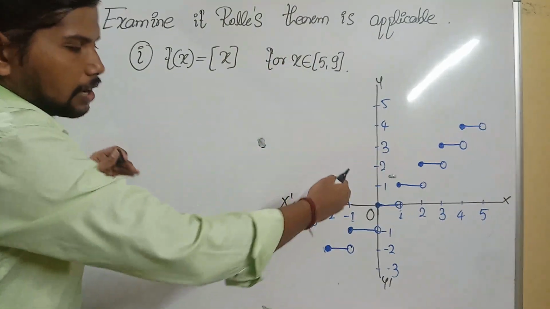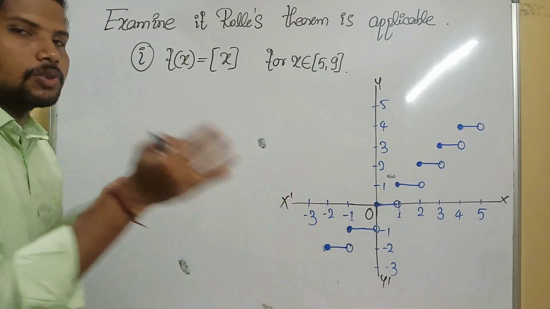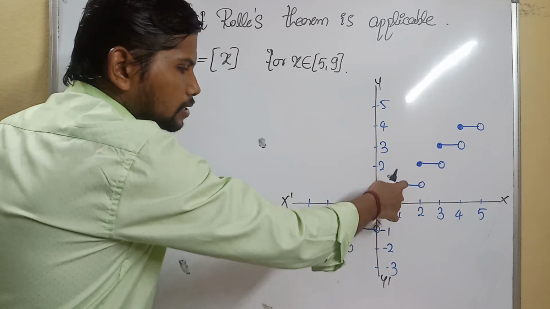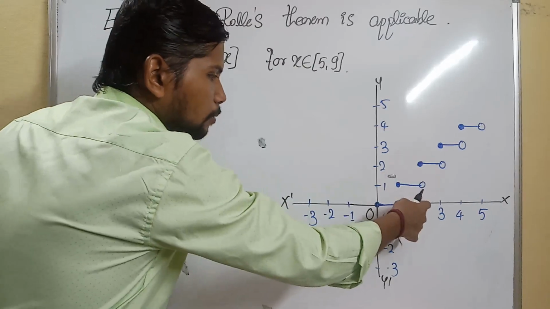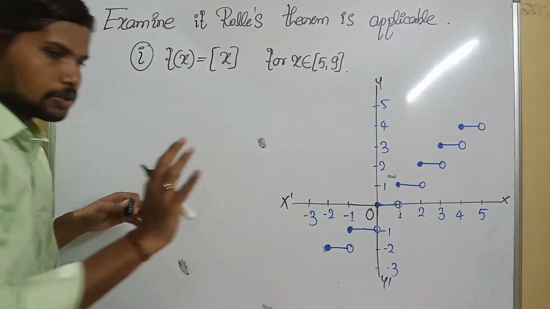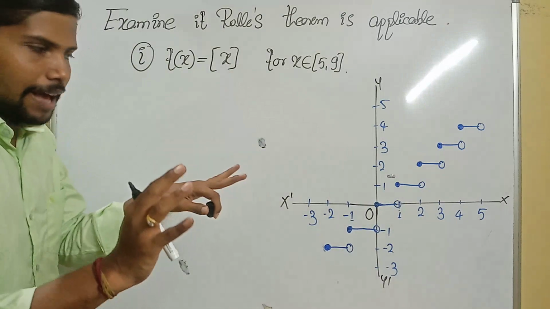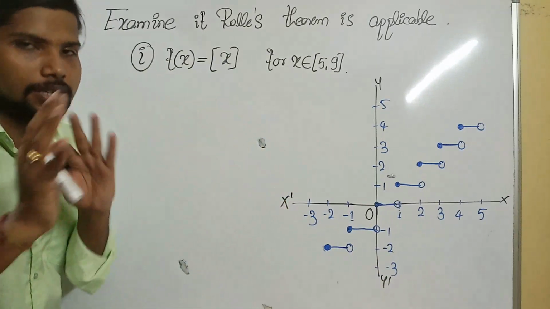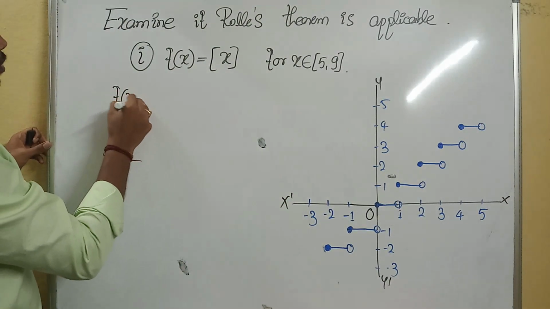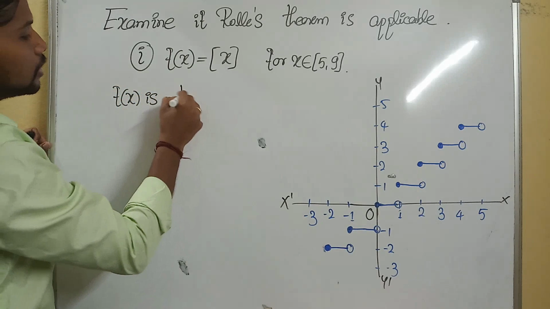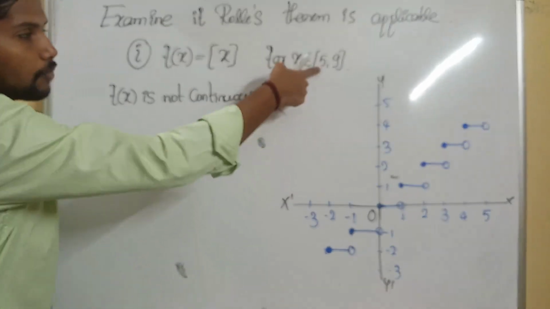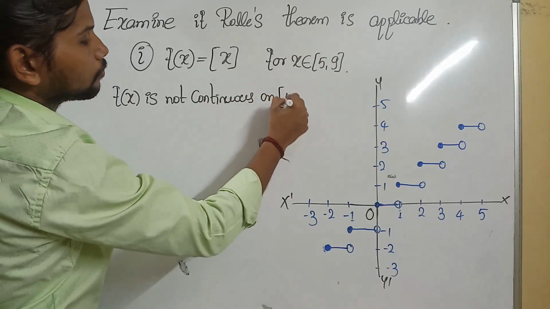Just observe the graph. For what point the given function is continuous or discontinuous. See, for 0 there is a discontinuity, for 1 discontinuity, for 2 discontinuity, in between 2 and 3 there is continuous, but for 3 again discontinuous, for 4 discontinuous. Means for all the integral values greatest integer function is discontinuous. Based upon this graph you can write very easily, given f of x is not continuous on 5 comma 9, not continuous on 5 comma 9.